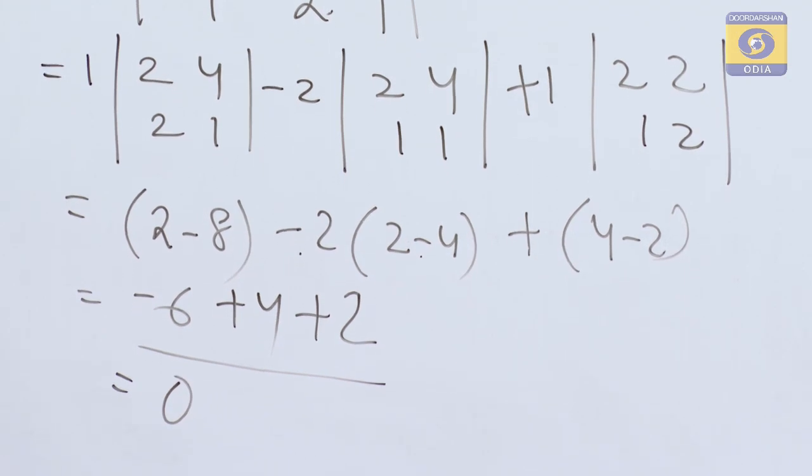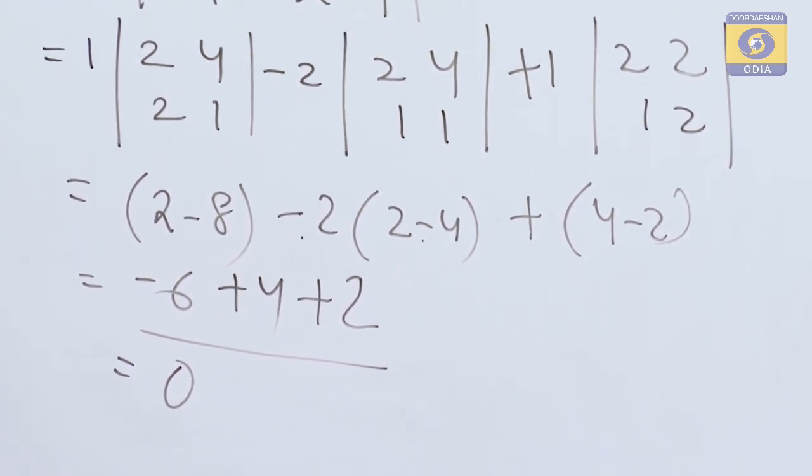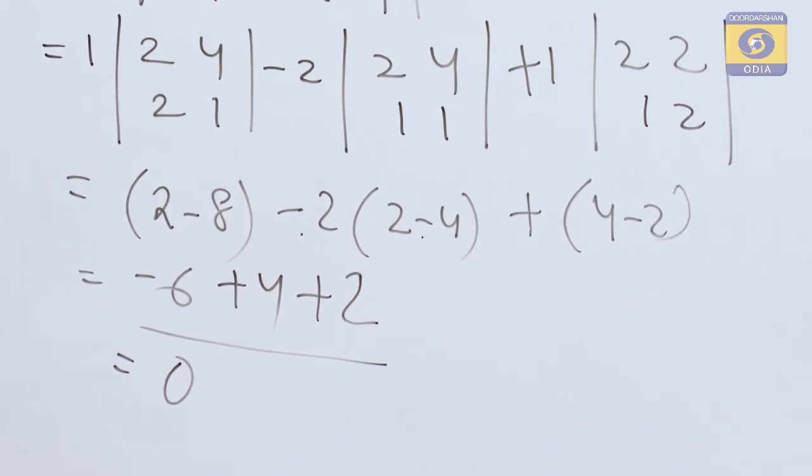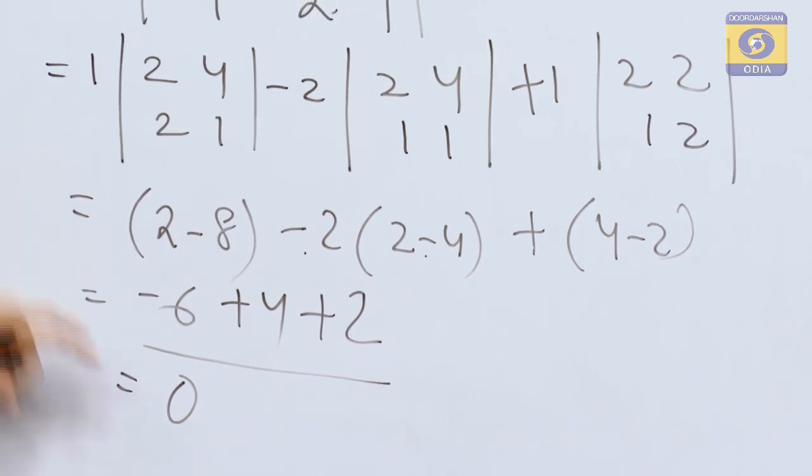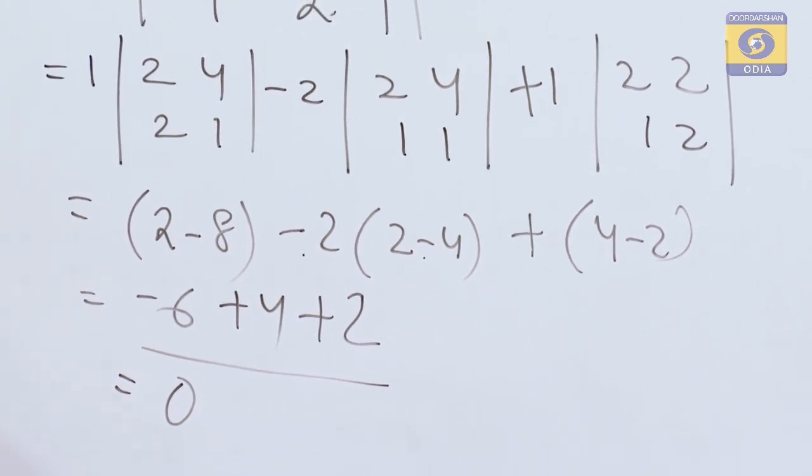So, that means if in a determinant two rows or two columns are identical, that means the corresponding elements of another row or column are same, then the value comes to 0, right. Okay. Now, let us go to the next property.